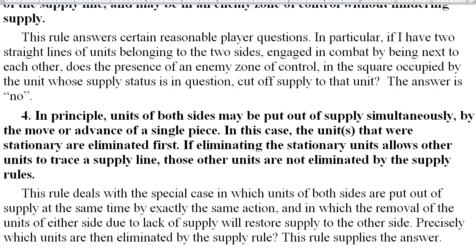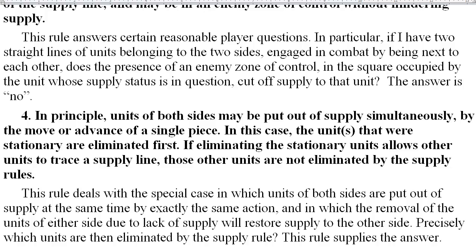Suppose there is combat or something, and as a result of what happens, both sides' units are put out of supply during the same part of the same turn. For example, I move a unit to isolate some units of the other side, and when I move the unit to cut off the supply line, I have cut off the supply of my own unit. If you're clever, you can find ways of doing this.